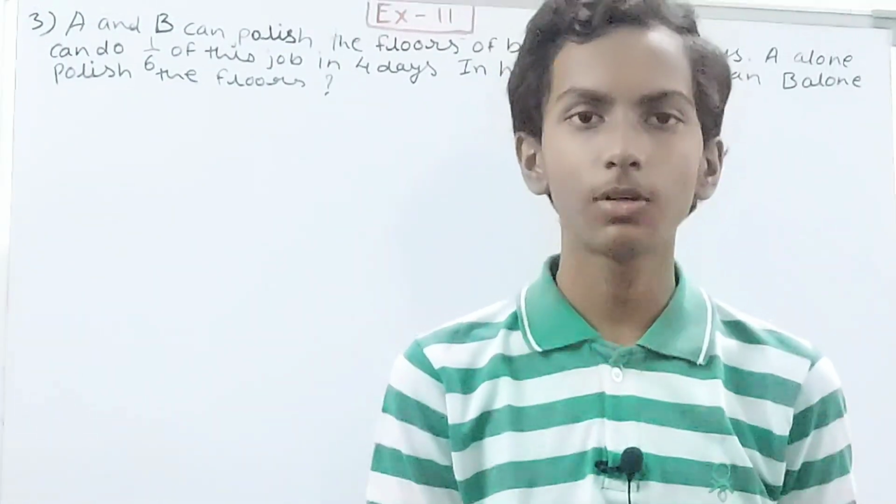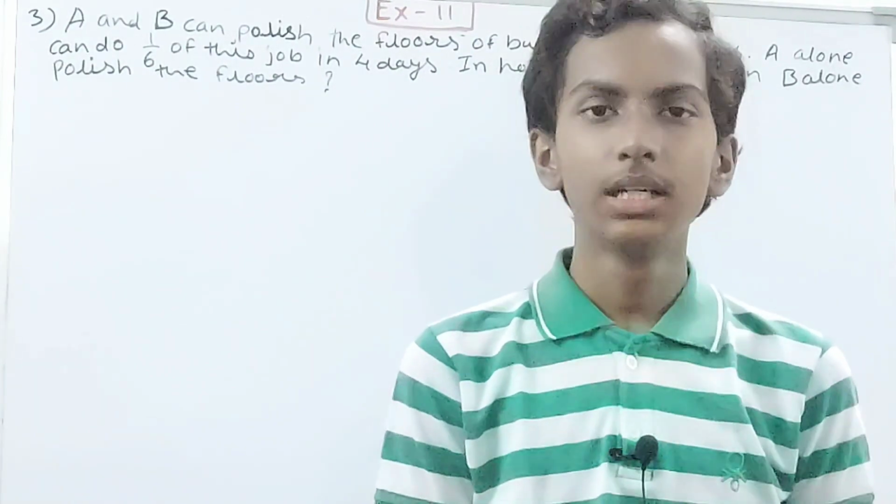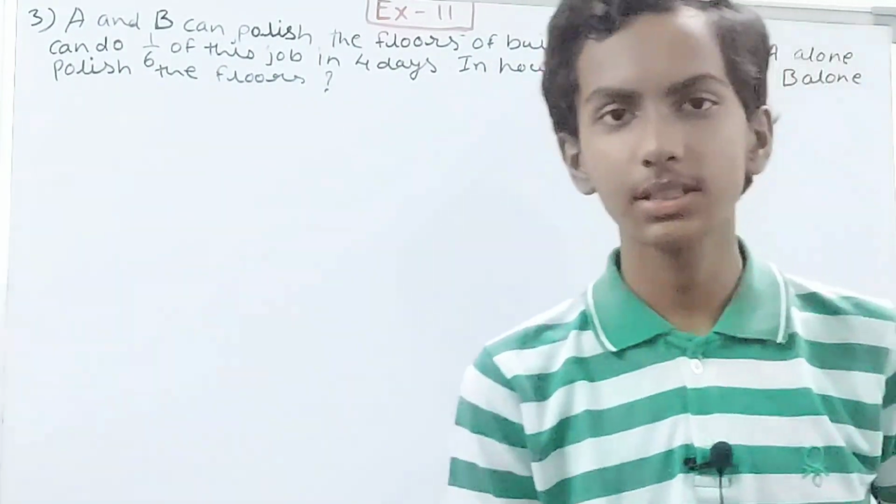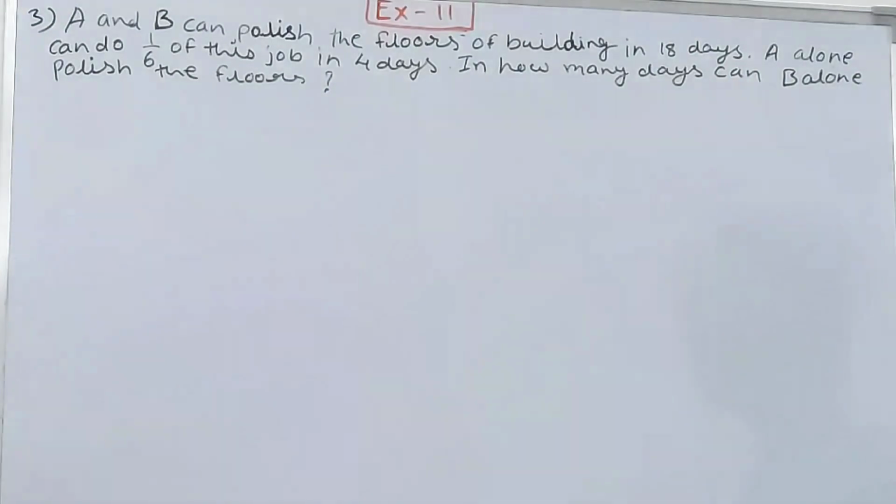In this video we are going to solve ICSE Mathematics Class 8 Chapter 11 Time and Work Exercise 11 Question 3. It is saying A and B can polish the floors of a building in 18 days. A alone can do 1/6 of this job in 4 days. In how many days can B alone polish the floors?